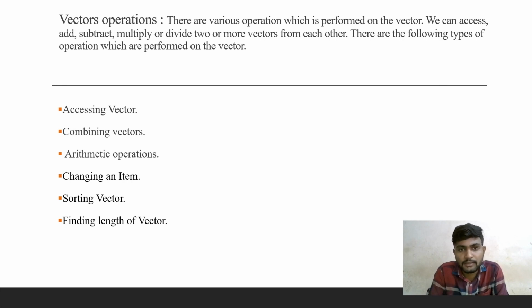Vector operations. There are various operations performed on a vector. We can access, add, multiply, divide, sort. We can find the length of a vector, we can remove a particular element in a vector, and we can return the vector. These are the following operations.